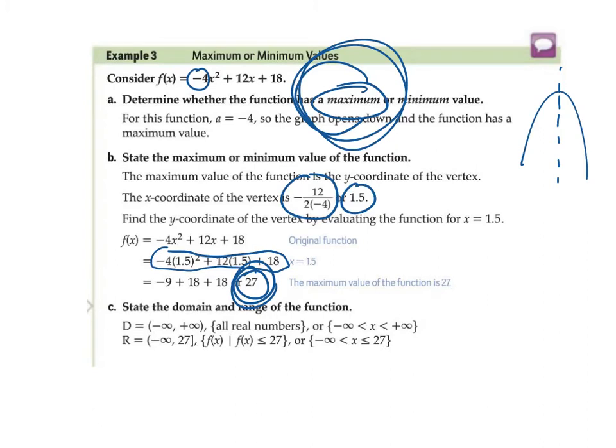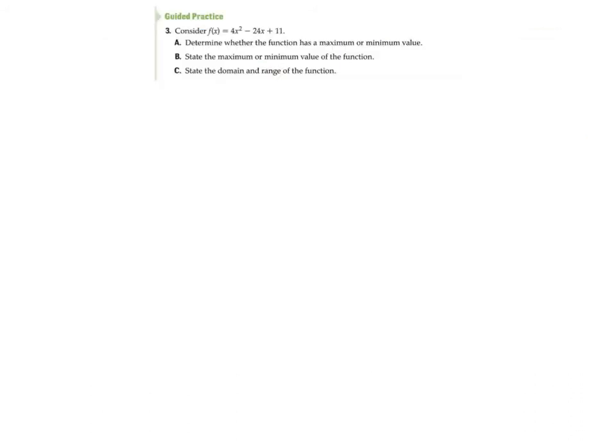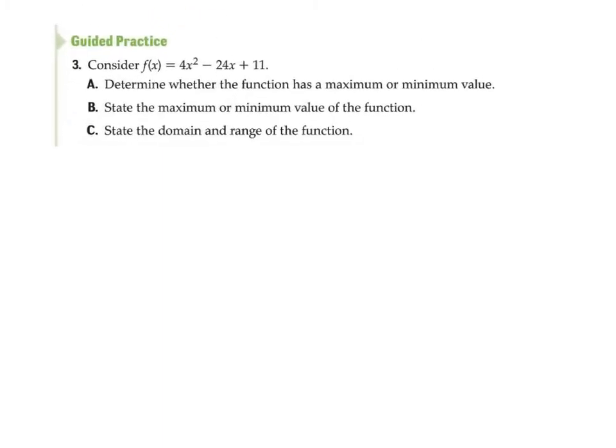State the domain and range of the function. We know that for a quadratic function, the domain is all real numbers. And the range, because 27 is the maximum value, the range has to be less than or equal to 27. Go ahead and give this problem a try. When you're ready, you can press play again to compare your answer with mine.